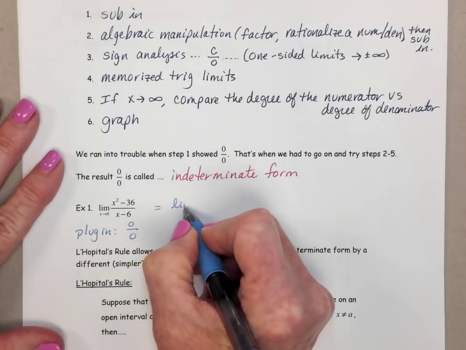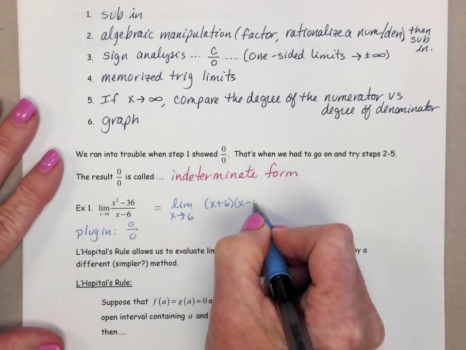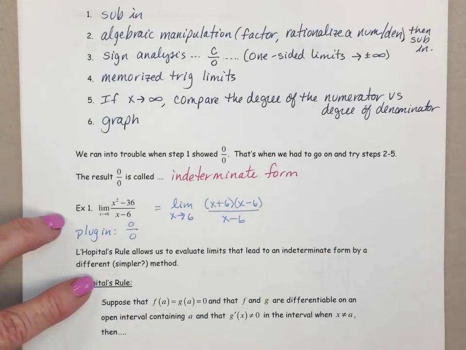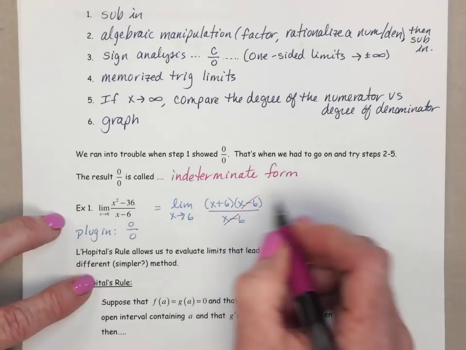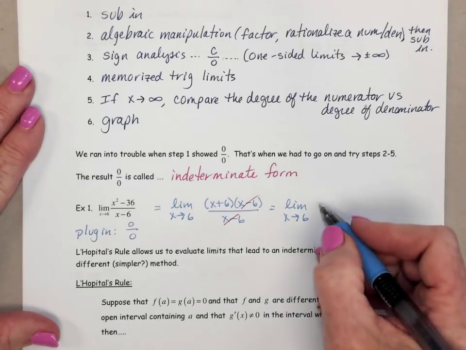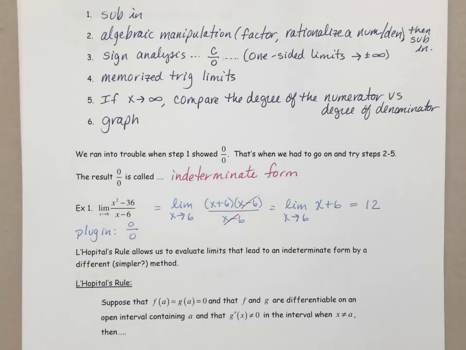And on this one, we would see to factor that numerator into x plus 6 times x minus 6 over the x minus 6. And then those x minus 6's would divide out, and we would be left with the limit as x approaches 6 of just x plus 6, which then we can substitute in, and we will get 12. L'Hopital's rule allows us to evaluate limits that lead to an indeterminate form by a different, maybe simpler method.